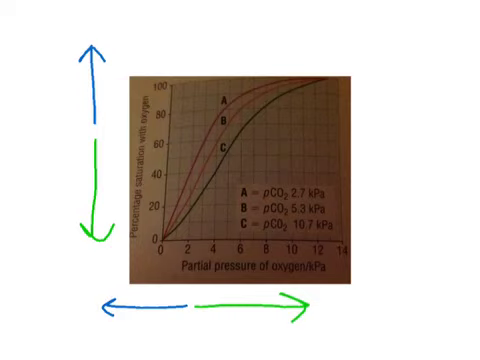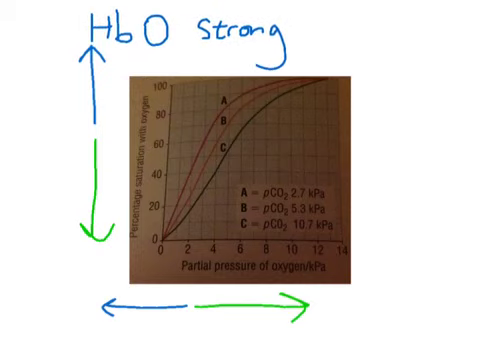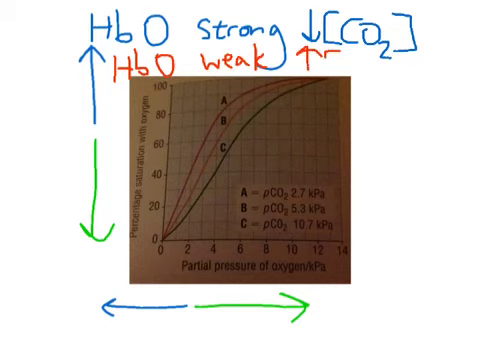And this effect, the Bohr effect, is a completely natural effect, and it means that hemoglobin and oxygen binding is strong whereby the concentration of CO2 is lowered, whereas the hemoglobin and oxygen binding is weak when the concentration of CO2 is increased.